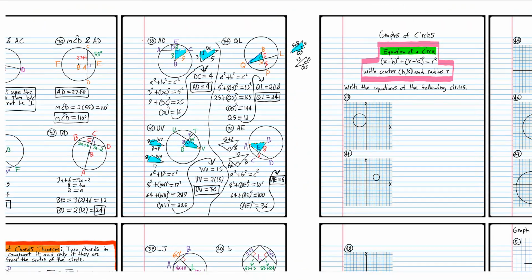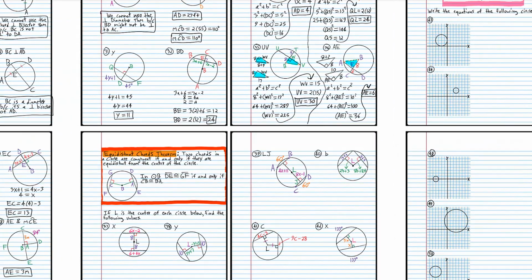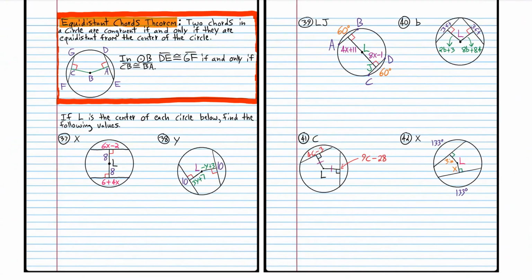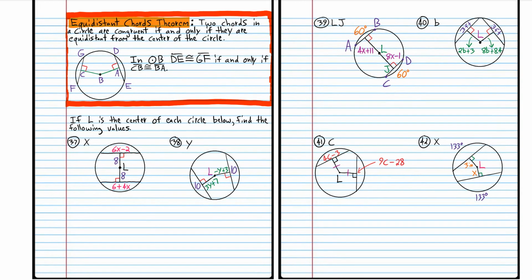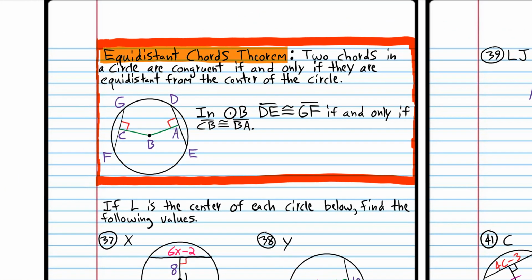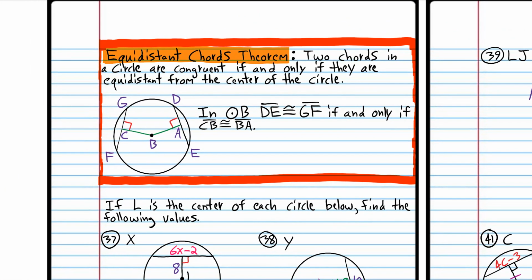All right, on to the last chord theorem. This is called the Equidistant Chords Theorem. Two chords in a circle are congruent if and only if they are equidistant from the center of the circle. So if this chord is congruent to this chord, then that means the distance from the center must be equal. So they're the same distance from the center.